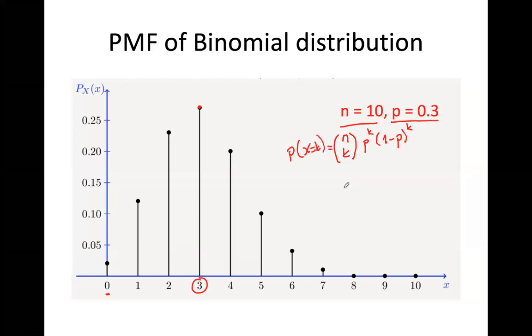Hocam, it should be n minus k. Which one? N minus k? 1 minus p to the power n minus k. Thank you. Thank you very much, Sedat. I corrected. Why is this the highest, arkadaşlar?